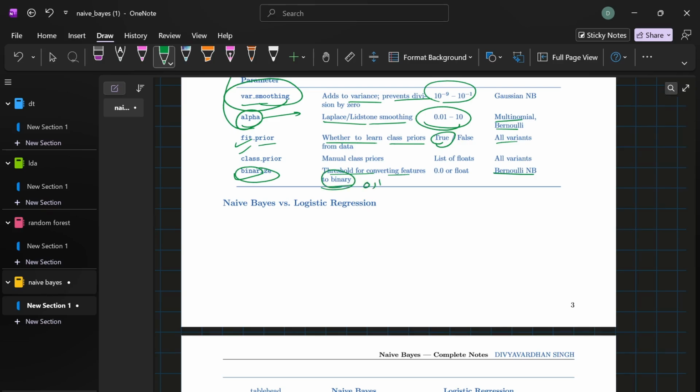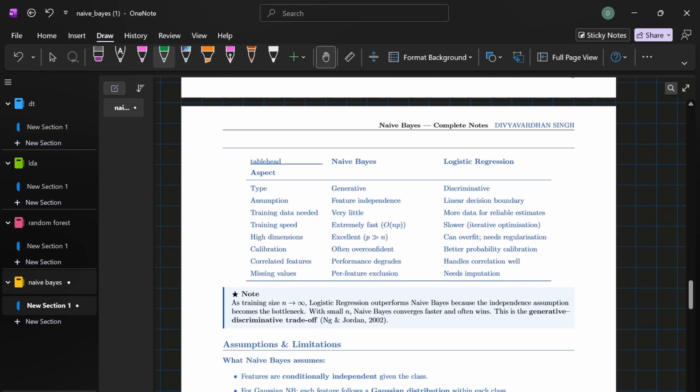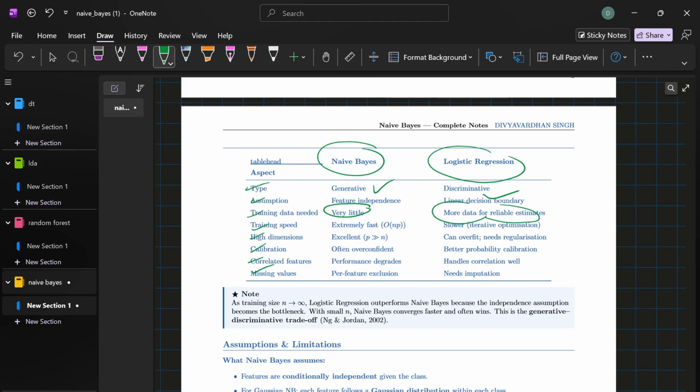Okay, so now one more important thing: the naive Bayes and logistic regression comparison. On comparing, we can say that naive Bayes is a generative model, while logistic regression is a discriminative model. With a small amount of data, naive Bayes wins. It converges faster because it can make strong assumptions, which act like an implicit regularization. With a large amount of data, logistic regression wins because it doesn't carry the independence assumption baggage.